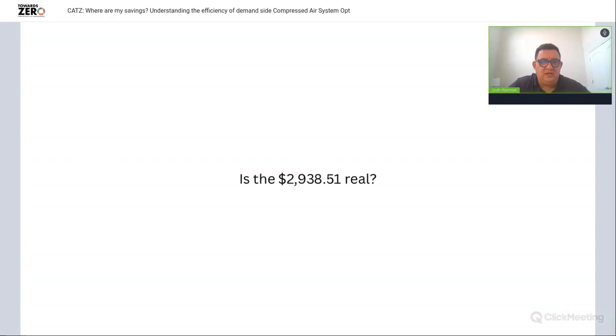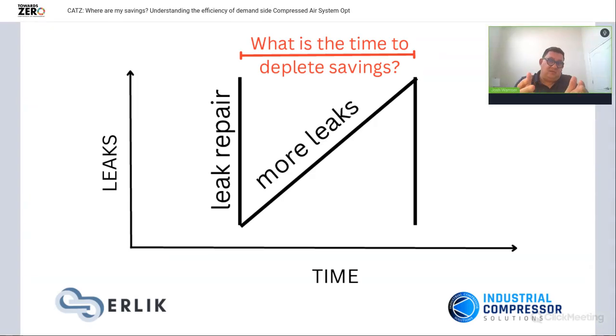Now, that 2,900 though, is that real? There's a question as well. First of all, are you going to fix every one of those leaks? If you do fix those leaks, how many seconds is that plant going to operate without any leaks? I'm not saying that your leaks or the leak repair is going to break, but how long is that system going to operate before something else starts leaking? So we have how much can we repair, as well as how long that optimization lasts before it depletes.